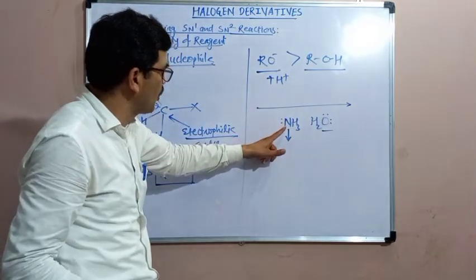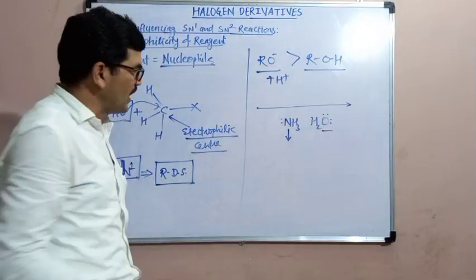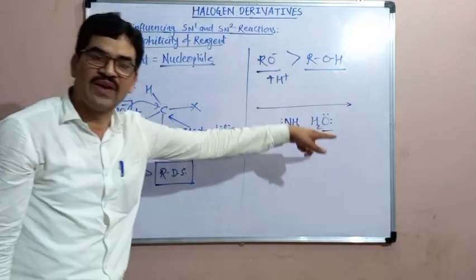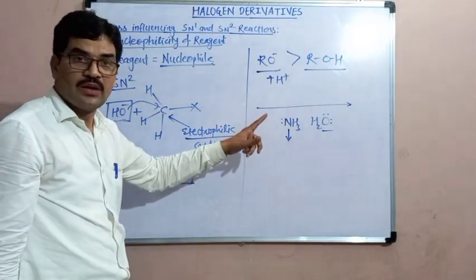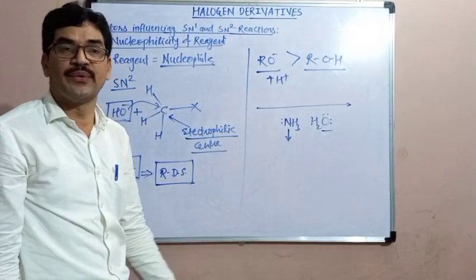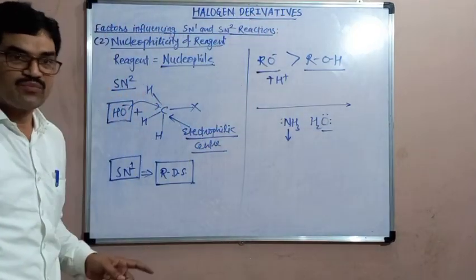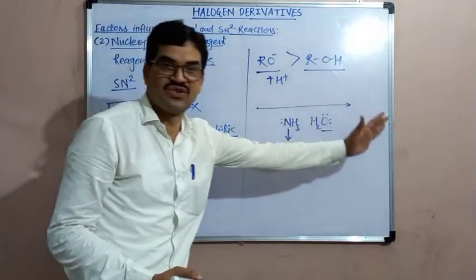Here, nitrogen is the electron donor atom, and here oxygen is the electron donor atom. If the electron donor atom is on the right of the period, it is a weaker nucleophile. If the electron donor atom is on the left of the period, that nucleophile is stronger. This means the strength of the nucleophile decreases as the position of the electron donating atom moves from left to right.